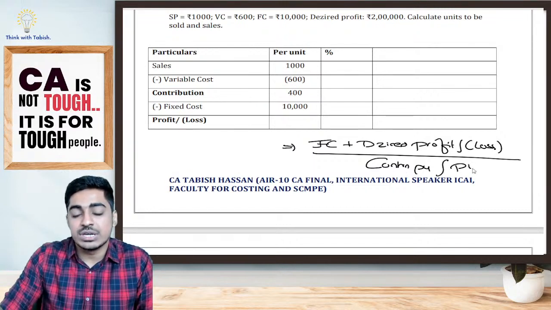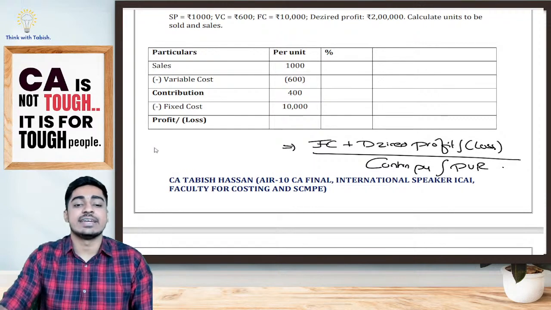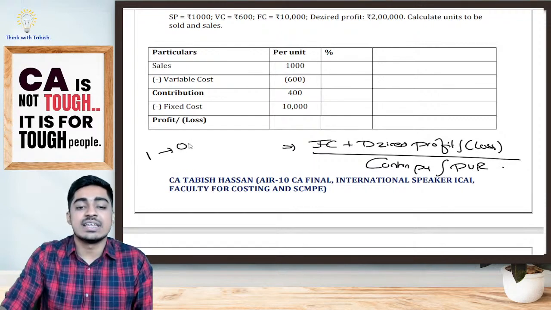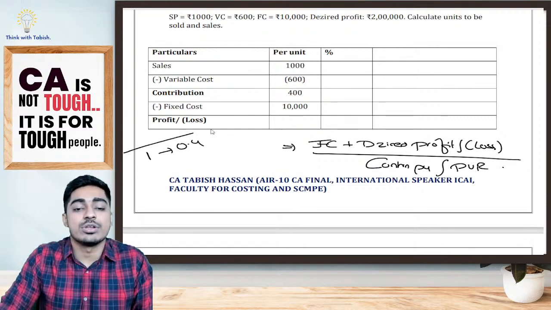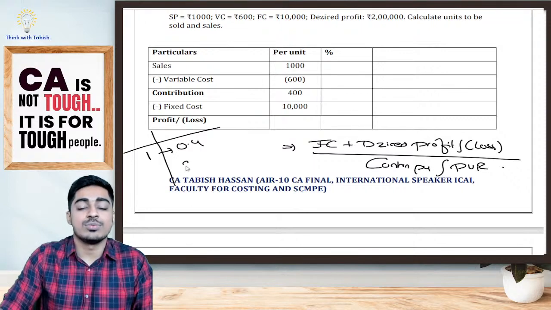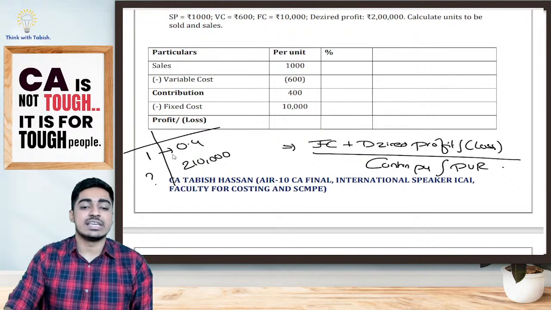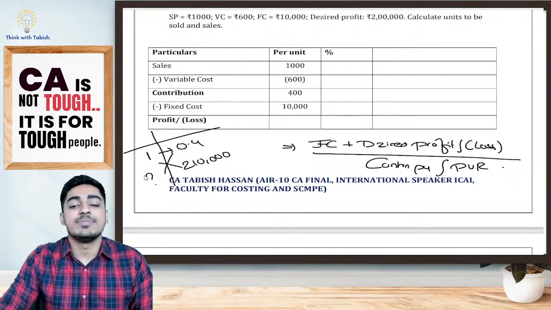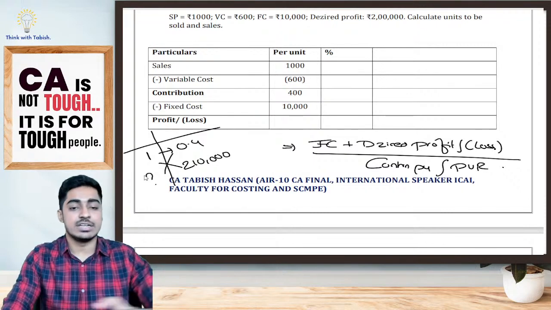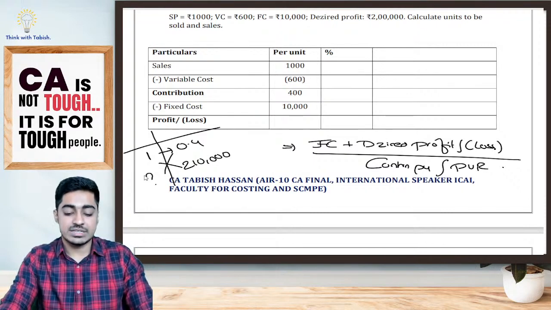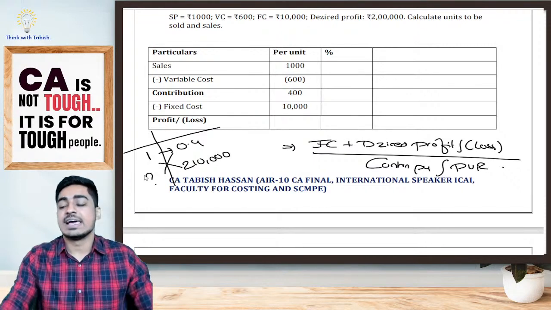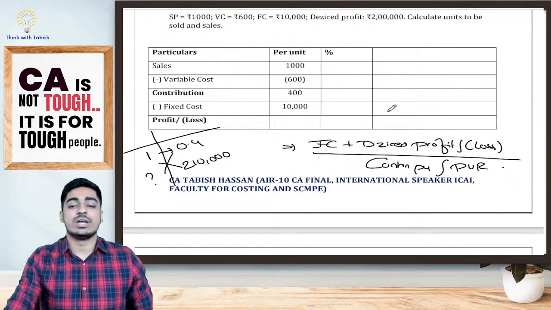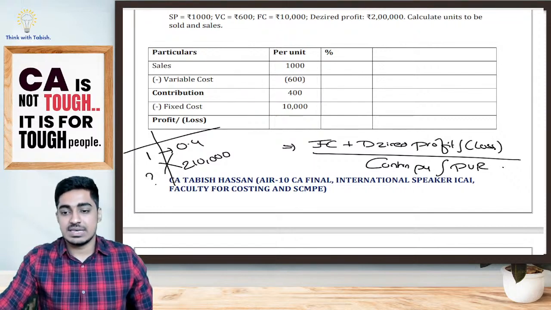Or else I can also get it in terms of sale value directly. If 1 rupee is my sale, 0.4 is my contribution. So I want a contribution of 2,10,000 rupees. How much should be my sale? 2,10,000 divided by 0.4, divided by the PV ratio. You will directly get it in terms of sale value. 2,10,000 divided by 0.4 will tell our sale should be 5,25,000. Is it clear? Yes, everybody is answering.